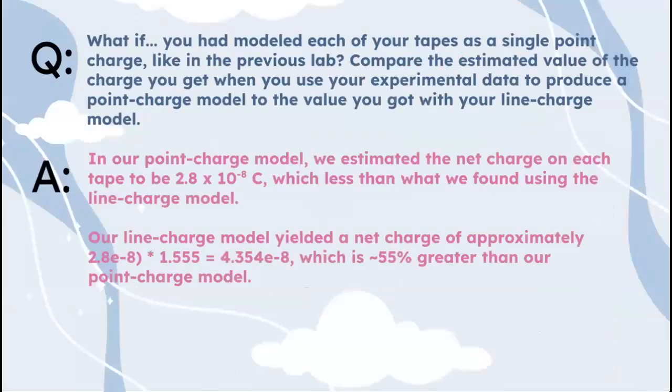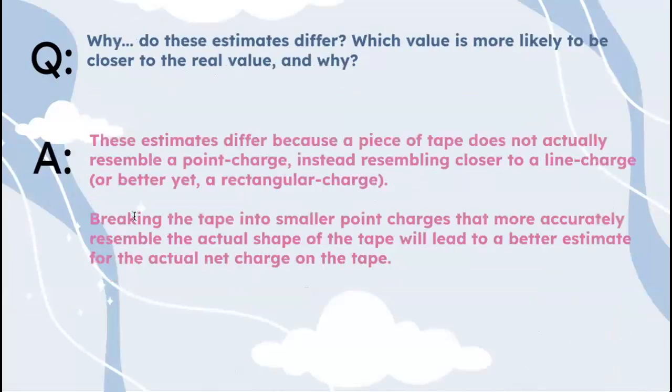What if we model each piece of tape as a single point charge, like in the previous lab? Well, we saw that the electric charge would have been 2.8 times 10 to the negative 8 coulombs, which is less than what we found. And in Lab 2, we found a much more accurate estimate, which is 55% greater than what we found in Lab 1. And why do these estimates differ?